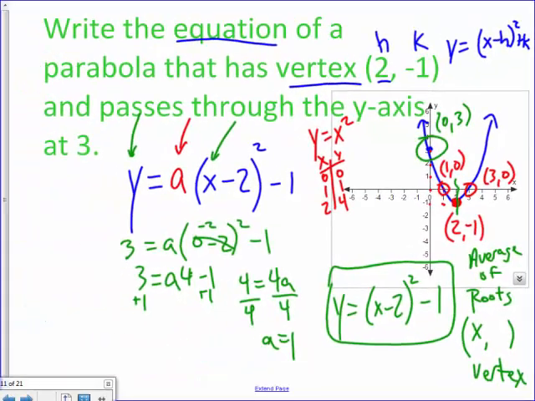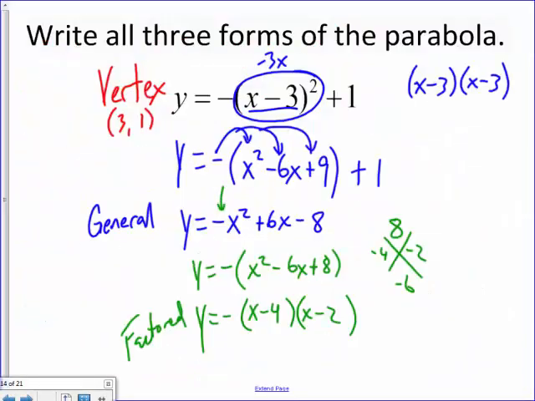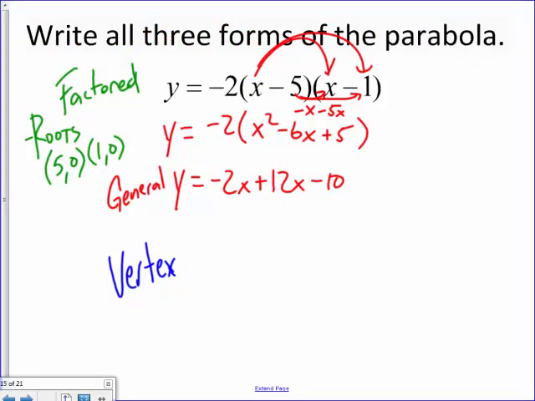All right, so let's go back to this other one. If my roots are at 5 and 1, what would my x in the vertex be? Well, it'd be the average of these two. So 5 plus 1 divided by 2, so 6 divided by 2, which is 3. So I know it's 3, but how am I going to find the y? Well, the easiest way is to just plug that 3 into your equation. Doesn't matter which one you use.